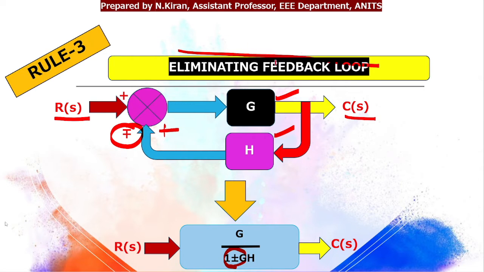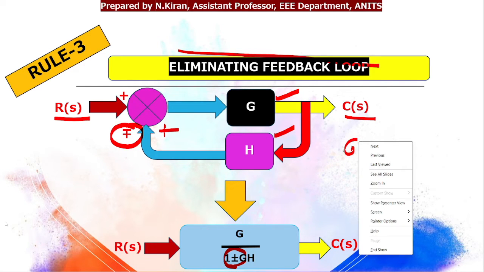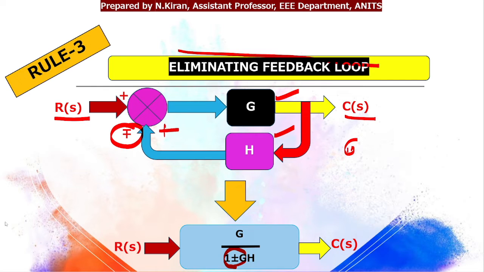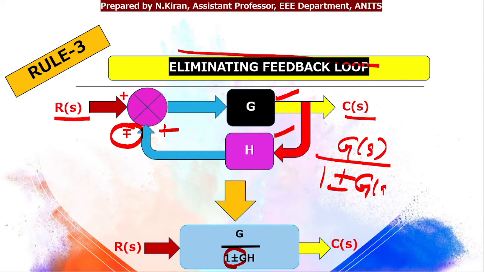So upon eliminating the feedback loop, the formula that we need to replace for feedback loop is G of S divided by 1 plus or minus G of S into H of S. Remember, this formula will have positive in the denominator for negative feedback and negative in the denominator for positive feedback.